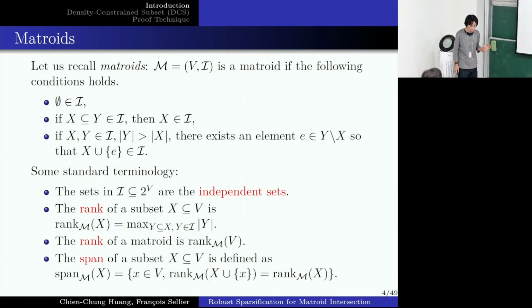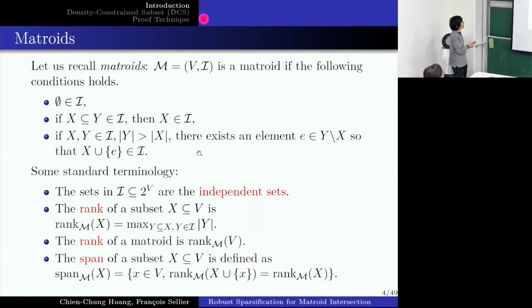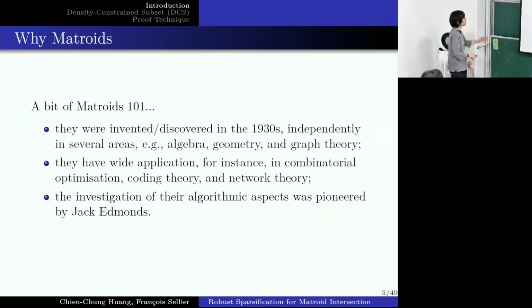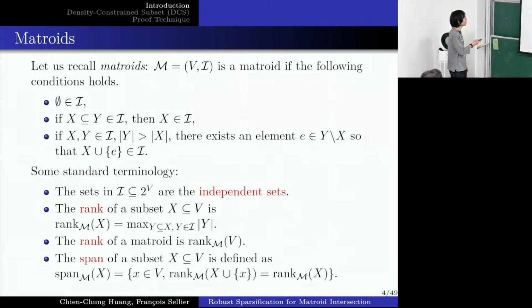Now let's go to the matroid. I don't know how many of you are familiar with matroids, but anyway, here's the definition. I have a matroid where V is the ground set, and I is a family of subsets of V. If you satisfy three conditions, then you have a matroid. The empty set is independent. This I is called the independent sets. And suppose X is a subset of Y and Y is independent, then X has to be independent as well. So it's like downward closed.